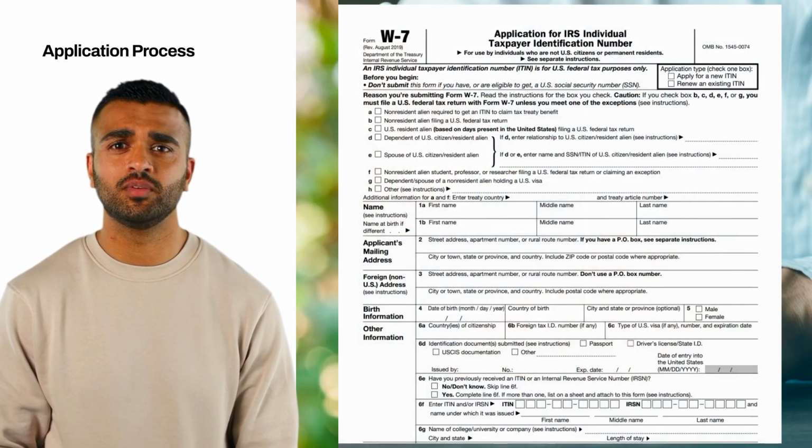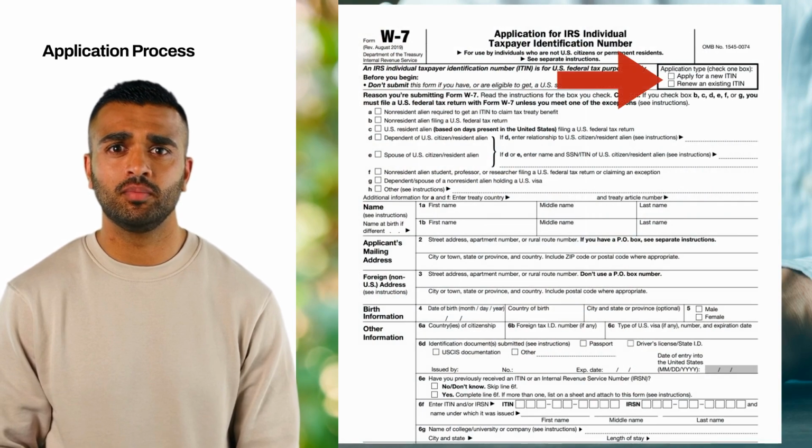The first thing you need to do is select the application type. If you're applying for an ITIN for the first time, check the box that says Apply for a new ITIN. If you're renewing an existing ITIN, check the box that says Renew an existing ITIN. Make sure to check only one box here.